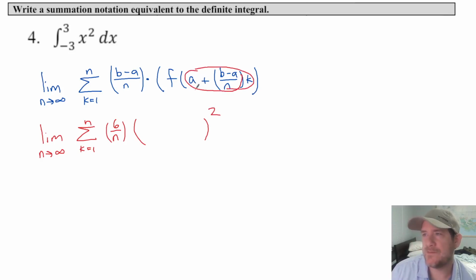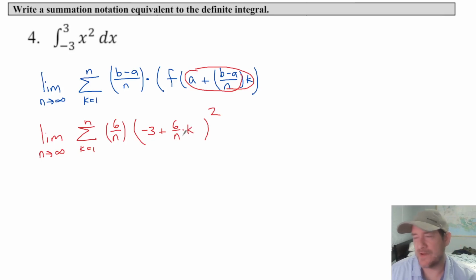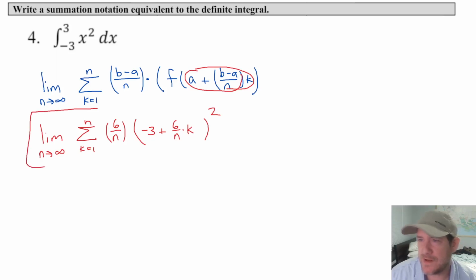But the a means we want to start at negative 3. Then we want to add to that our delta x, which is 6 over n, and we want to multiply that by k. And if you want to put the k in the numerator with the 6, be my guest. If you want to leave the k out over here as just something you're multiplying by, that's fine too. And I would leave this alone.